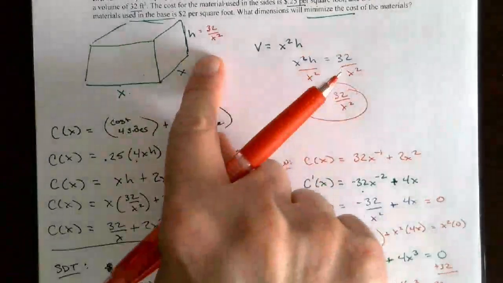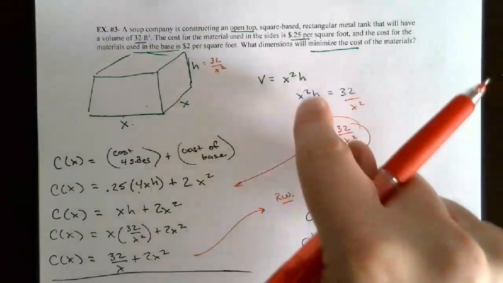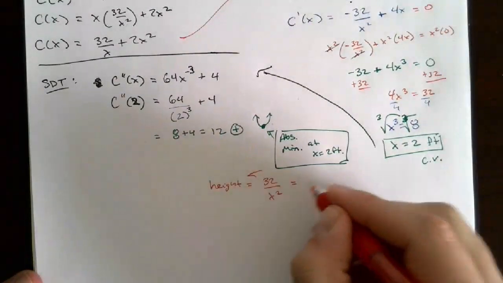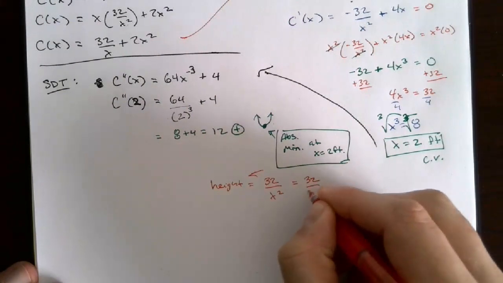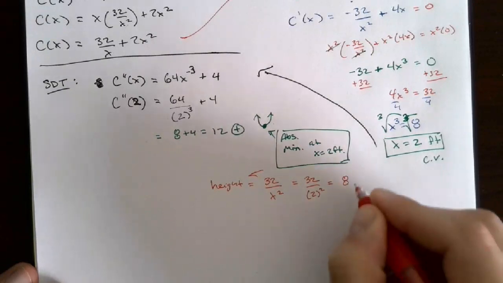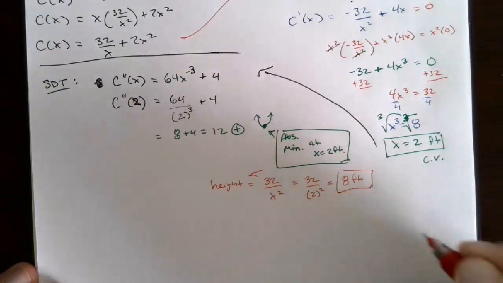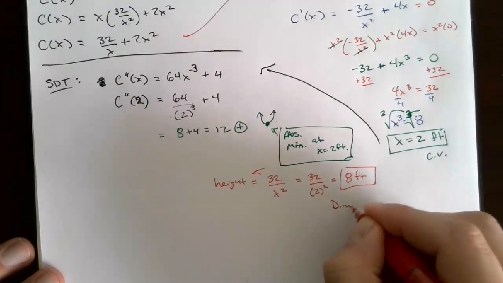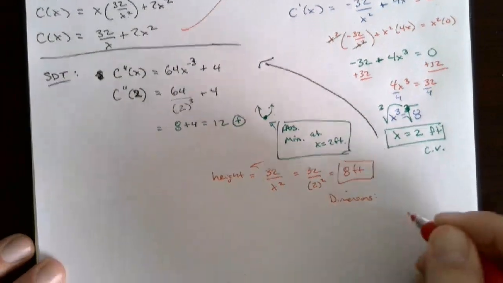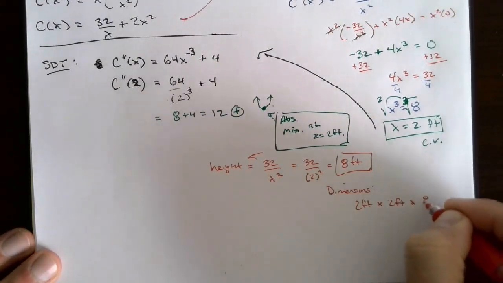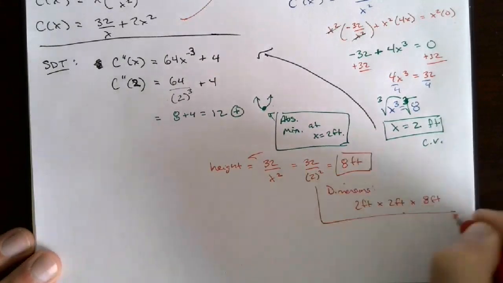That's coming from up here, which came from our volume. If you don't do this first part with the volume, you're going to have h's in this problem, and it's not going to take the derivatives correctly. So you have h equals 32 over x, which is 2 squared, so that's 32 over 4, which gives us 8, so that's going to be 8 feet. So the dimensions that minimize the cost would be 2 feet by 2 feet by 8 feet.